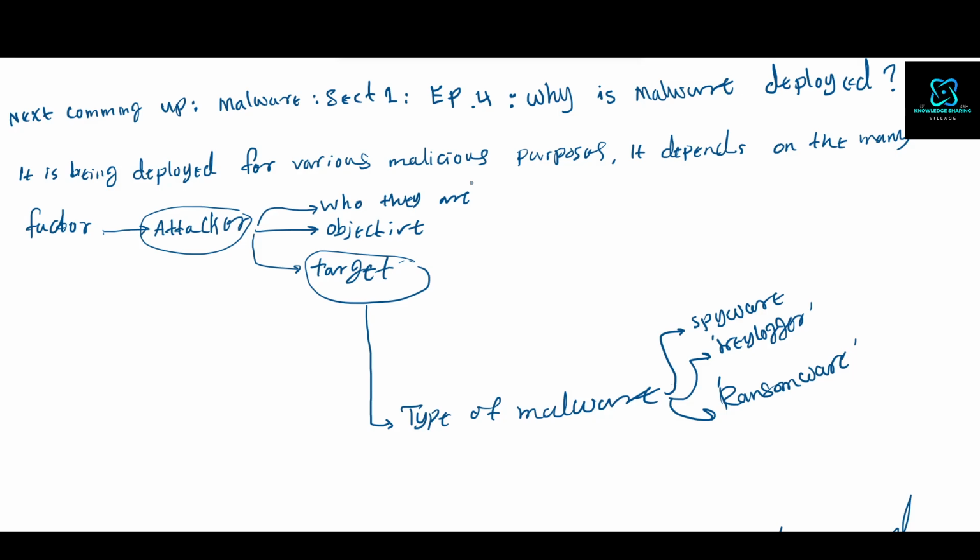For example, here we show who the attackers are. Are they from the organized category of cyber attackers? We have state sponsored, we have activists, then cyber criminals, then terrorists. So it depends on which one of them we are talking about. Each one has different motivation and objectives. So malware is being deployed for various malicious purposes. First of all, we should know which kind of attacker we are talking about.